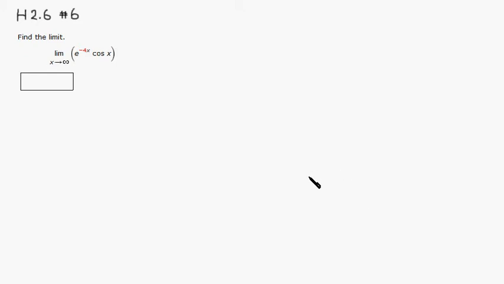All right, let's go over homework 2.6, number 6. So you have this fairly complicated limit at infinity. My first impression is I would rather not work with this. So then we can think about, okay, we know something about cosine.